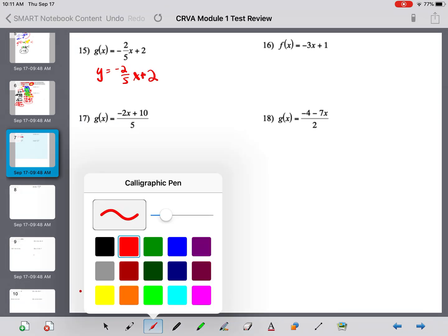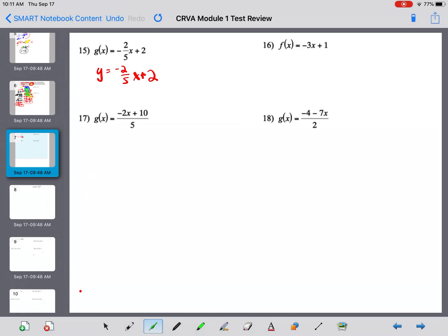So now let's go after the inverse. Let's switch the x and the y. So x equals -2/5 y plus 2. And so to solve for y now, we'll subtract 2. So we get x minus 2 equals -2/5 y.